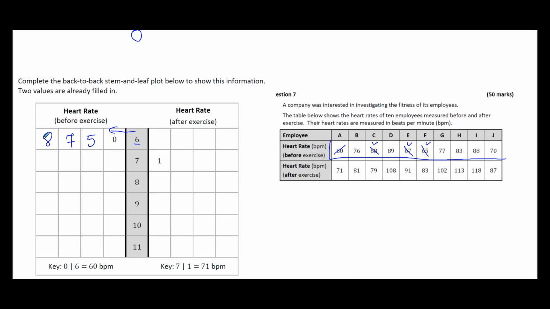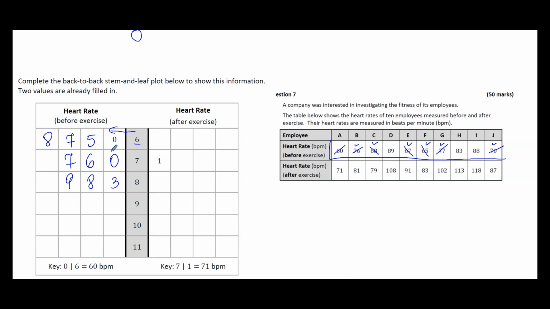Okay, then let's have a look at 70. So we have 76, 77, and 70. So 70 will be the smallest. Then the next one will be 76. And then the last one will be 77. Then we are only left with 80. So we have 89, 83, and 88. So 3 will be the smallest, followed by 8 and then 9.